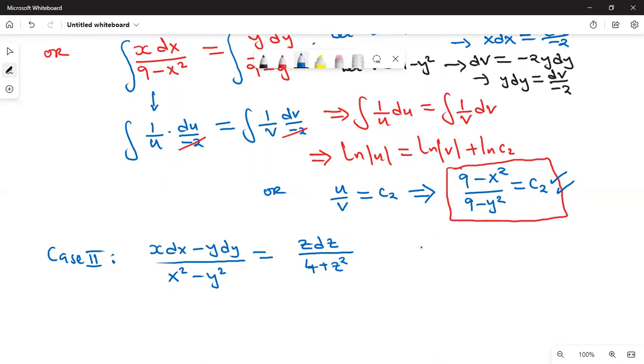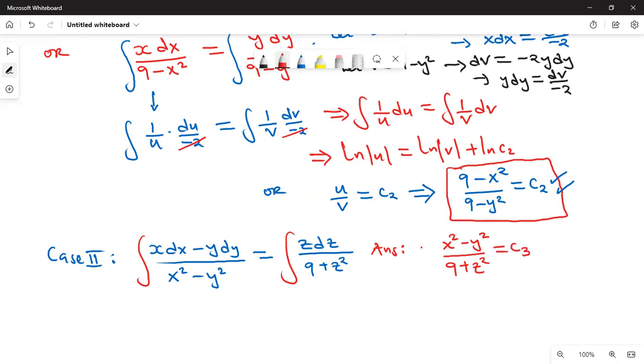Should it be 4? No, it's 9, not 4. So this should be 9. You check this. When you integrate this, you're going to get the third integral curve. The answer, when you work it out, you need to get your other integral curve should be x squared minus y squared over 9 plus z squared is equal to C3. Any two integral curves are okay.